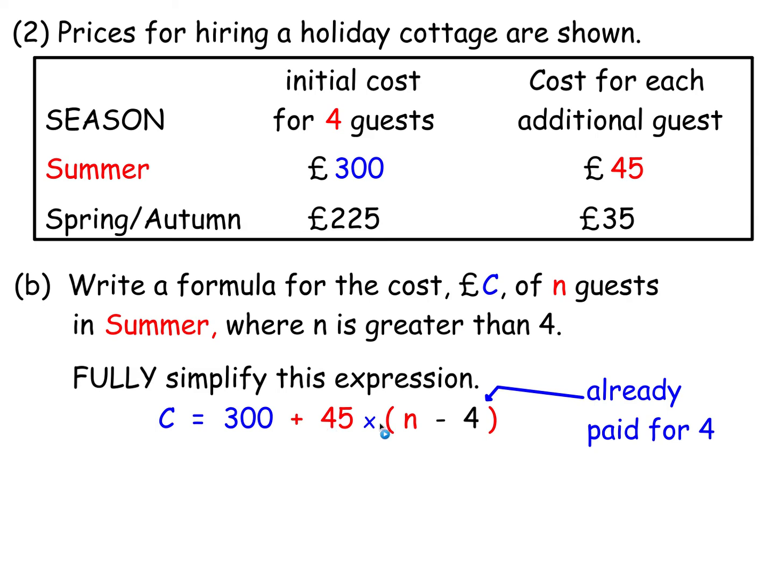And that can be simplified because the brackets can be broken. So if we break the brackets, 45 times n, 45 times 4, 300 minus that 180 leaves you 120. So that's a simplified formula. It says fully simplify, it meant break the brackets and tidy it up. So there's the formula. It's much like previous examples, except the formula can be simplified if you break the brackets.